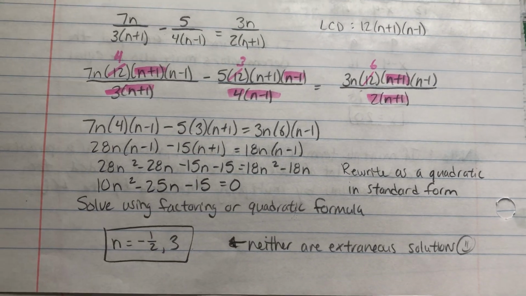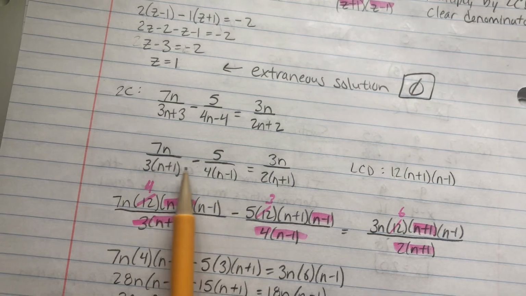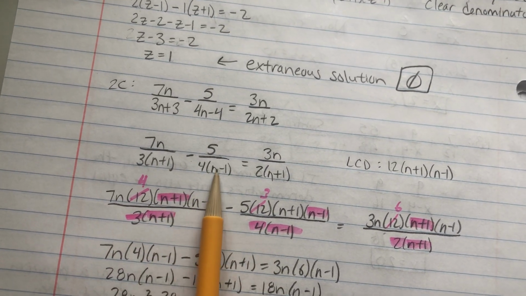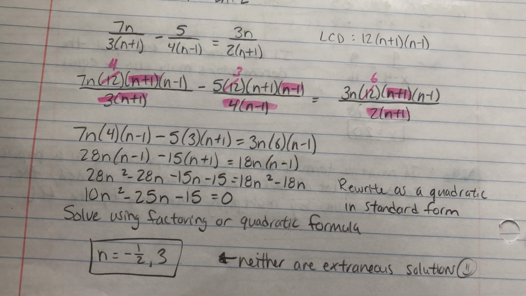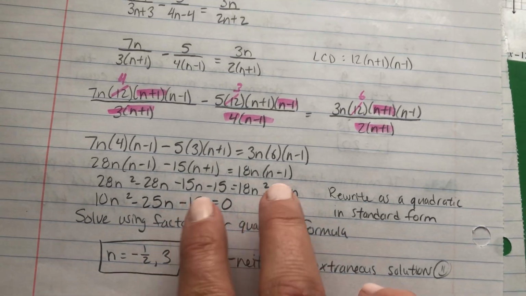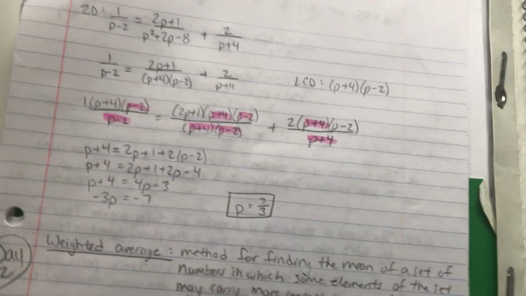We want to check to make sure they're extraneous or not, which I told you they wouldn't be. But if we go up here, the only values that would give us extraneous are 1 and negative 1 again, because that's what would give you 0 in any of these denominators. So both these answers are actually applicable here. Okay. And then we have one more to do. This is 2D.